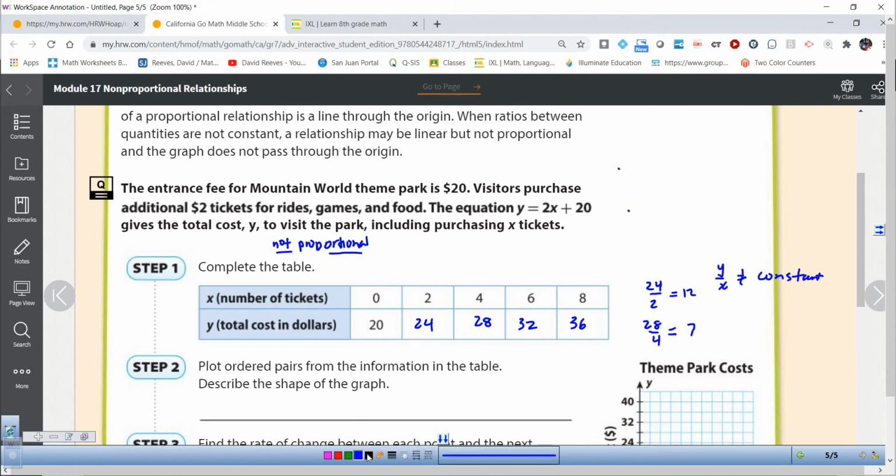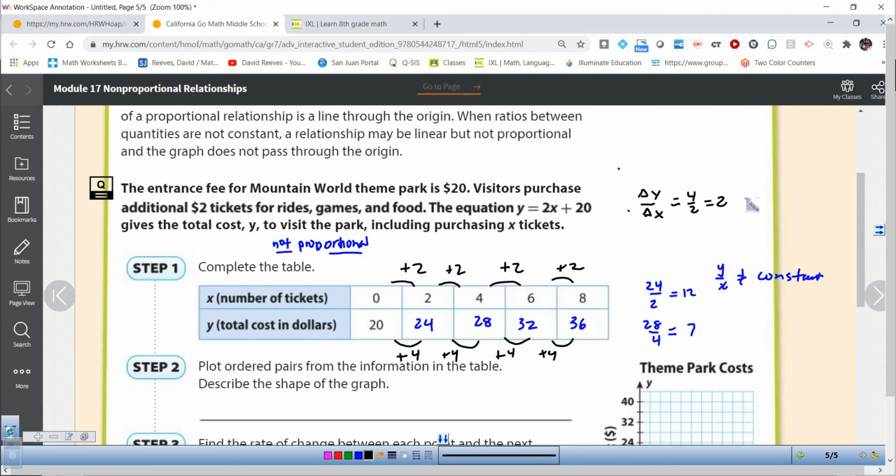All right, but if we take a look at the change in y over the change in x, what's happening here? That one's plus 4, that one's plus 4, that one's plus 4, that one's plus 4, and the x's are plus 2, plus 2, plus 2, plus 2. So the change in y over the change in x is 4 over 2, which simplifies to 2.